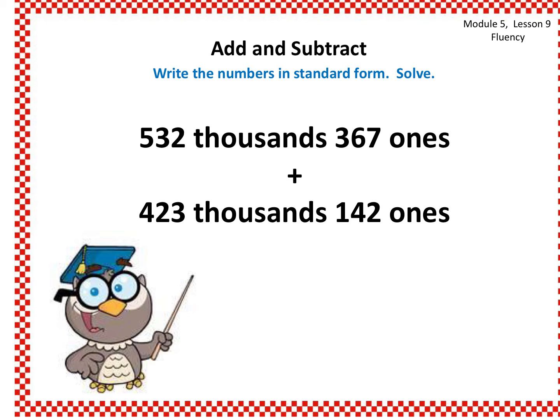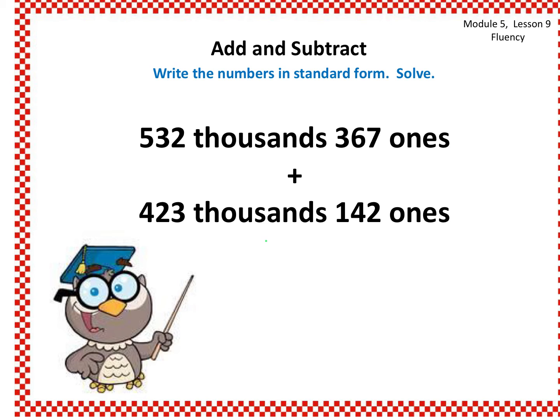This is Fluency Module 5, Lesson 9, and we're going to start off with just a couple of practice problems looking at our numbers in unit form, and we're going to put them into standard form and solve what they've asked us to solve. So we've got 532 thousands and 367 ones plus 423 thousands, 142 ones. I want you to pause if you need to, otherwise come along with me. We're going to write these in standard form, and then we're going to solve.